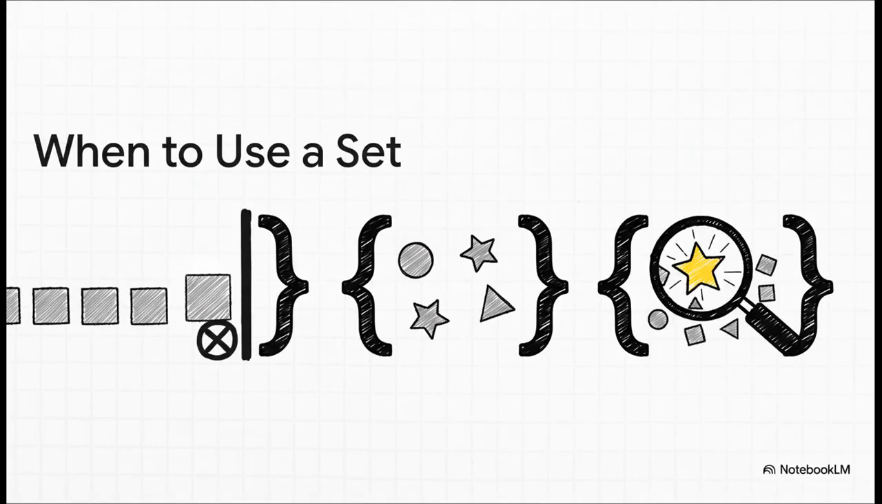So when do you pull this tool out of the toolbox? Well, you use a set when uniqueness is non-negotiable, when you couldn't care less about the order, and, this one's a huge performance tip, when you need to check really, really fast if something is in your collection. Sets are built for that, hey, is this item in here question.